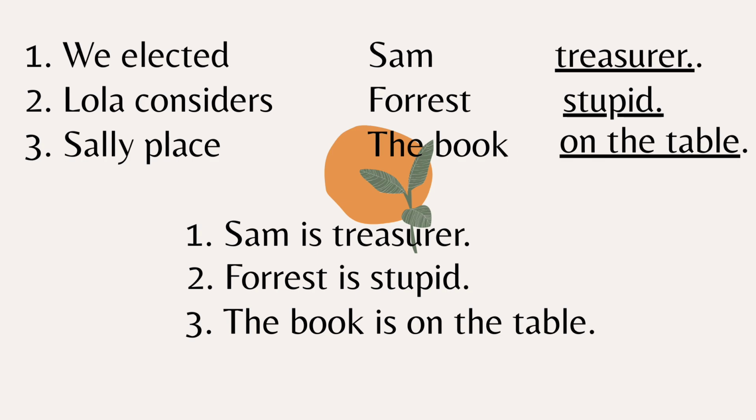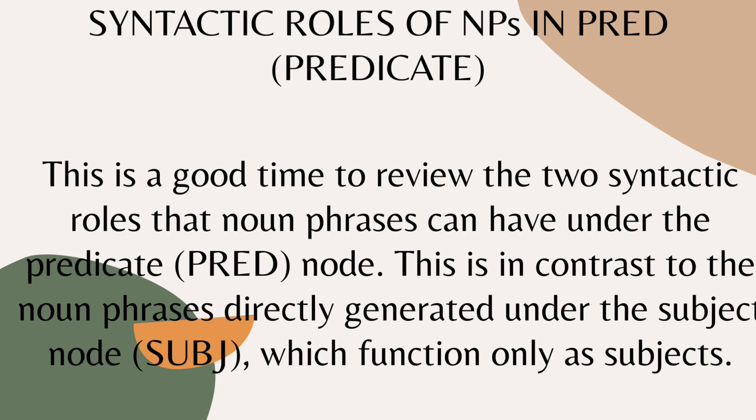The constituents following the direct object in these three sentences are the same constituents that can follow a copular verb. However, when they directly follow a copular verb, they refer back to the subject NP. For example, Sam is treasurer, Forrest is stupid, the book is on the table. So let's proceed to syntactic rules of NPs in predicate.